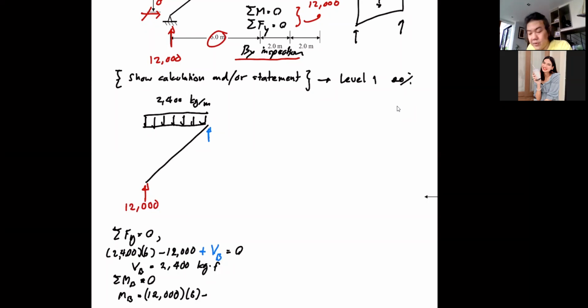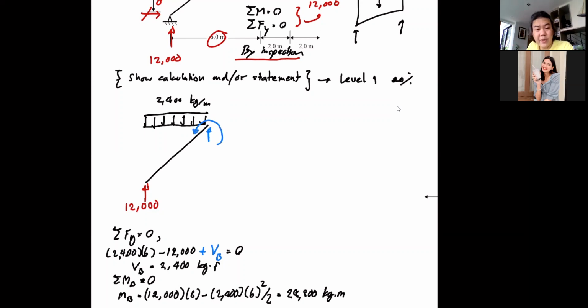Minus the moment due to the uniform load, which is 2400 times 6 squared over 2. Okay, but now I know that my moment is equal to 2880 kilogram meter, and the direction is, of course, to counter the moment caused by the reaction.